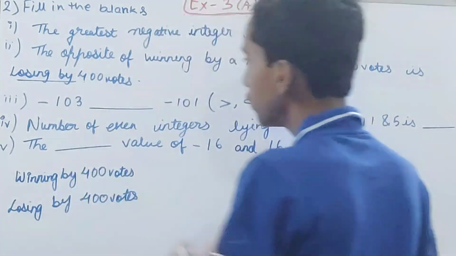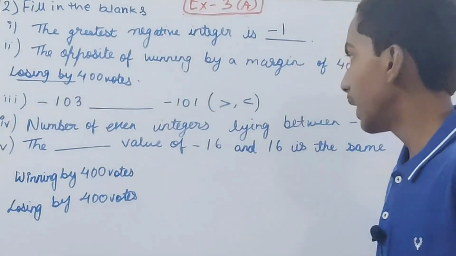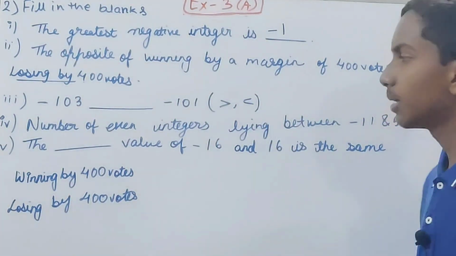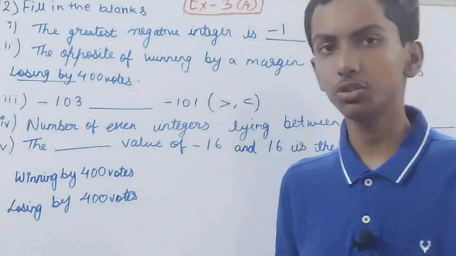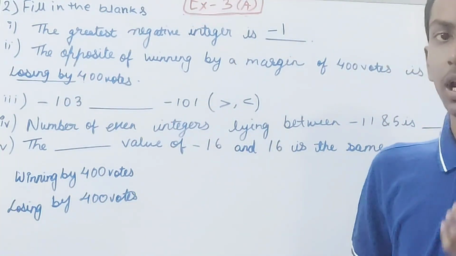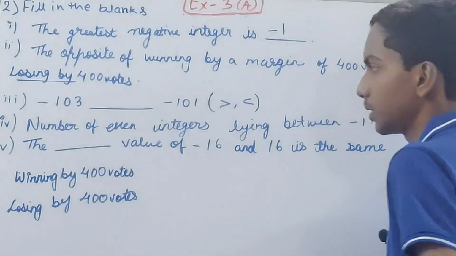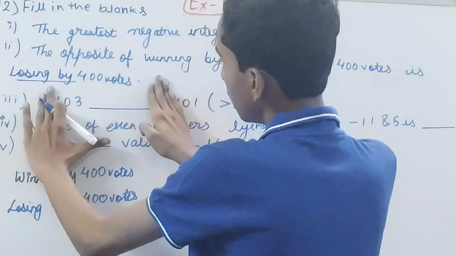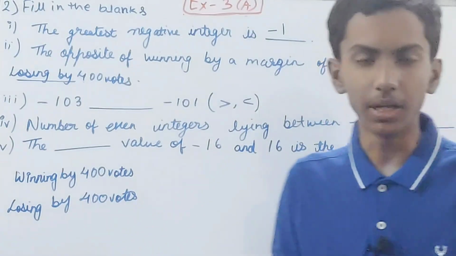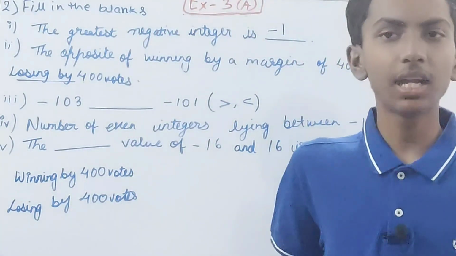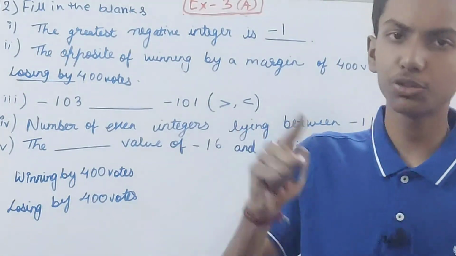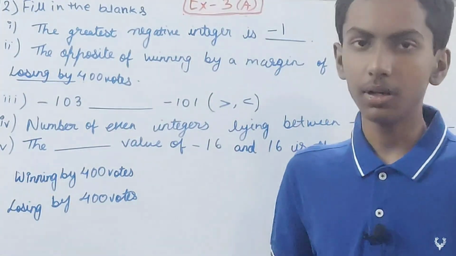Right, then minus 103, then there's a blank, then minus 101. So we have to compare them. As you can see in the bracket, the signs are given, which is greater and which is smaller. Since these numbers are negative, we will look at their absolute value first. You can see their absolute value tells that 103 is greater than 101, and when the numbers are negative, that thing gets reversed.